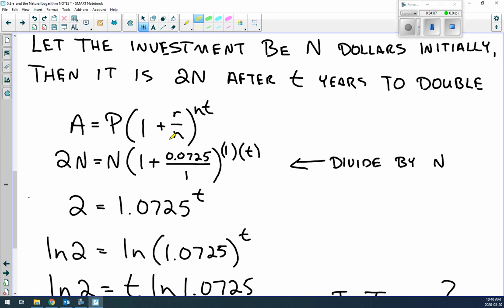So here's that formula. We've seen that before in one of the earlier lessons. This is the compound interest formula. So 2N equals N, because we don't know how much we start with, but we know it's going to double, times 1 plus the rate. There's the rate as a decimal. n is 1 because it's compounded annually. There's the 1 there. And t is what we're looking for.